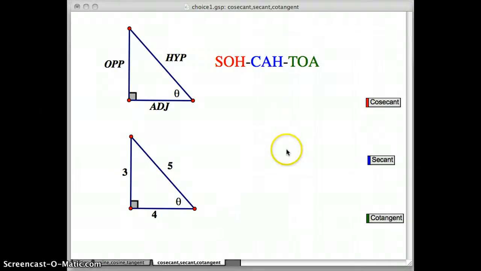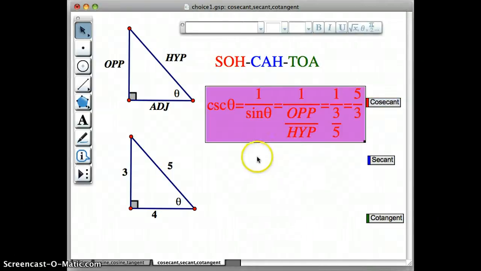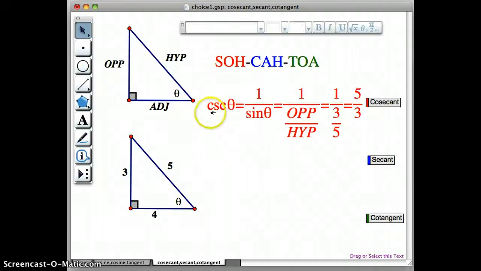The last three trigonometric functions I want to show you are the reciprocal functions of sine, cosine, and tangent. The reciprocal function of sine is your cosecant function. When finding your cosecant function, you're going to represent it as csc of theta, your cosecant of theta, or your cosecant of your angle. And the reciprocal is 1 divided by the sine of theta.